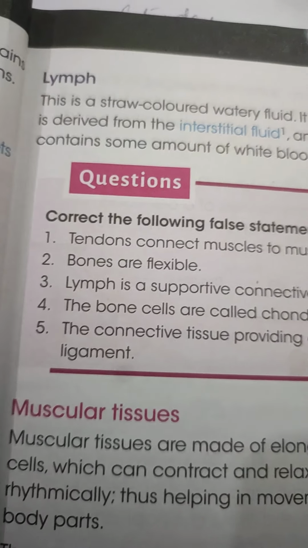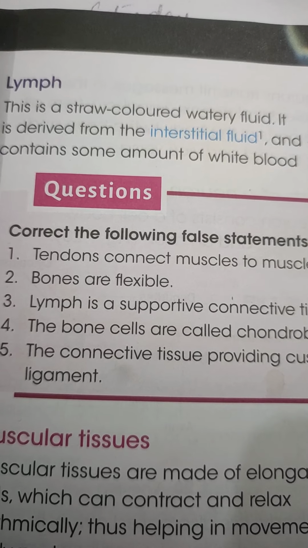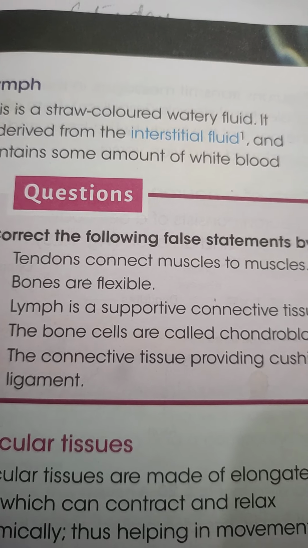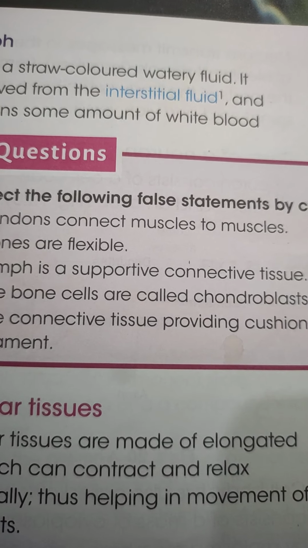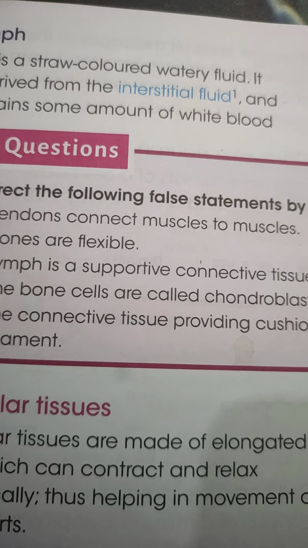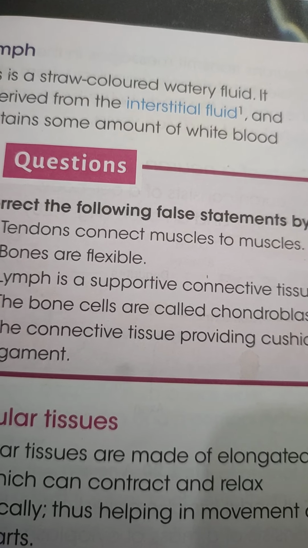So basically more white blood cells are there in this, and water, protein, glucose, and salts are there. And the main function of the lymph is to protect us from infection, because more white blood cells are there in the lymph.